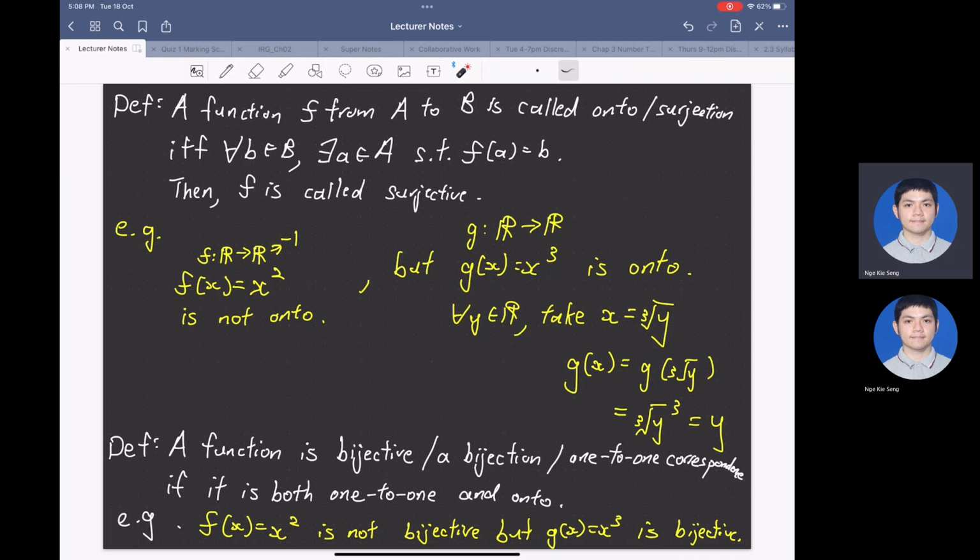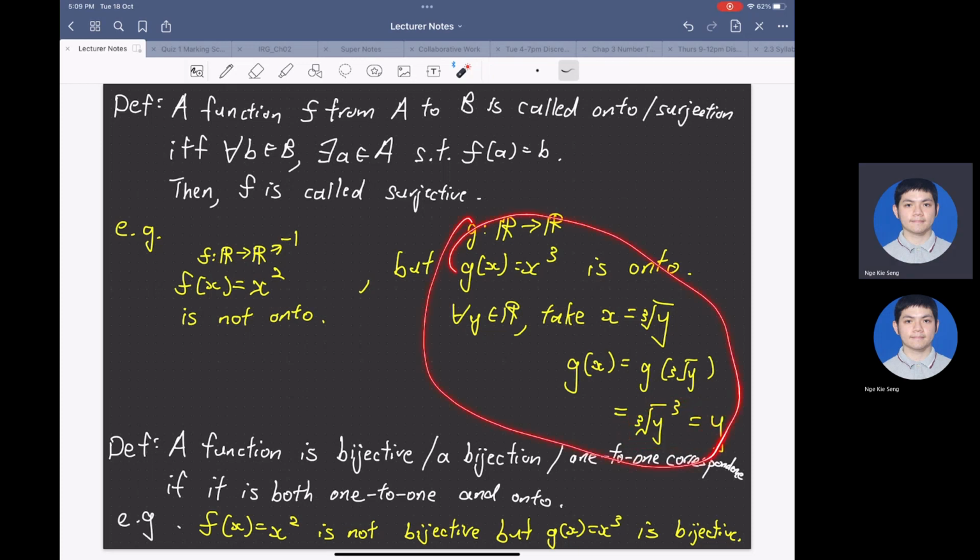So do you all know how to find the inverse of a function, or do you need me to teach you the technique for finding the inverse? You want to recall? Okay, let's recall how to find the inverse function.